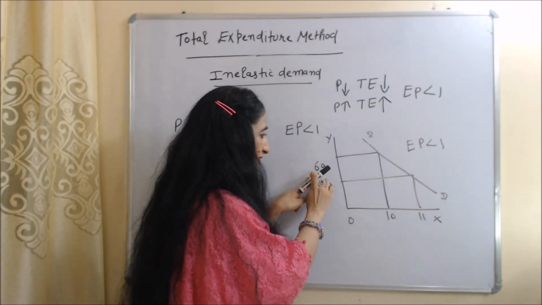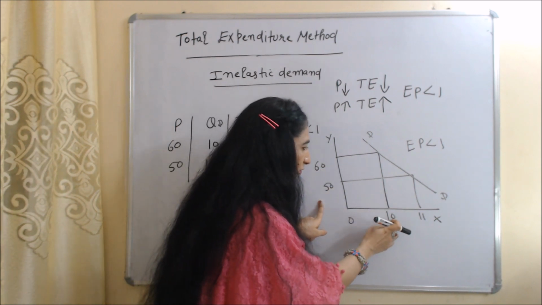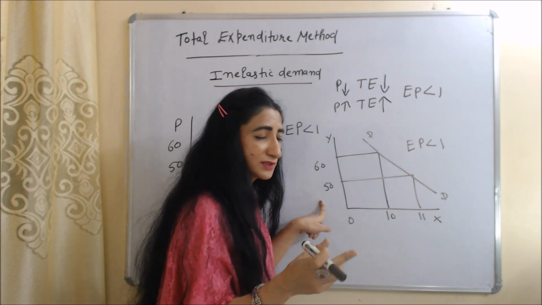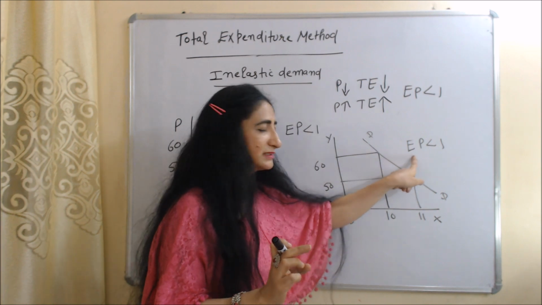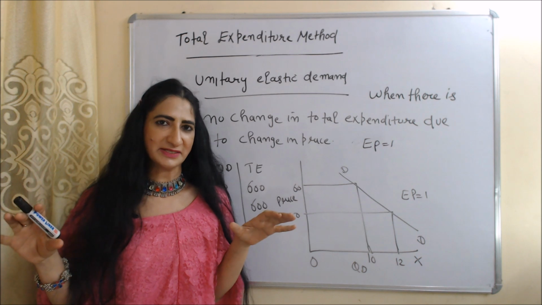On x-axis we have quantity demanded, y-axis we have price. When price is 60, demand is 10. As price reduced from 60 to 50, demand increased from 10 to 11, but our total expenditure reduced as price reduced. This DD will be called our demand curve, and here price elasticity of demand will be less than 1. Next is unitary elastic demand.